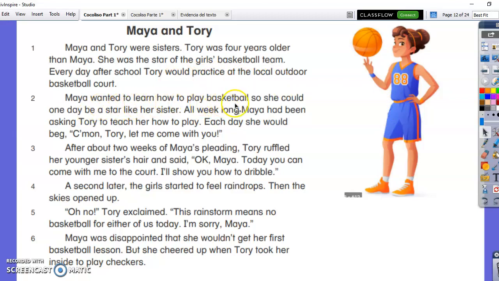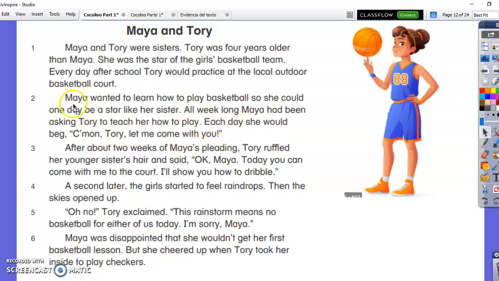Maya wanted to learn how to play basketball so she could one day be a star like her sister. All week long, Maya had been asking Tori to teach her how to play. Each day she would beg, "Come on, Tori, let me come with you."